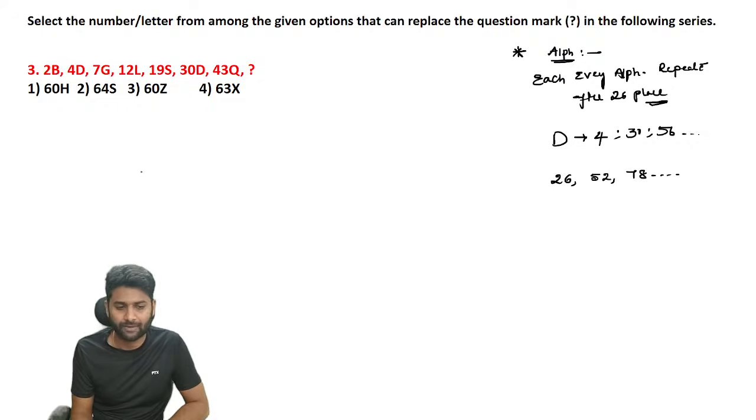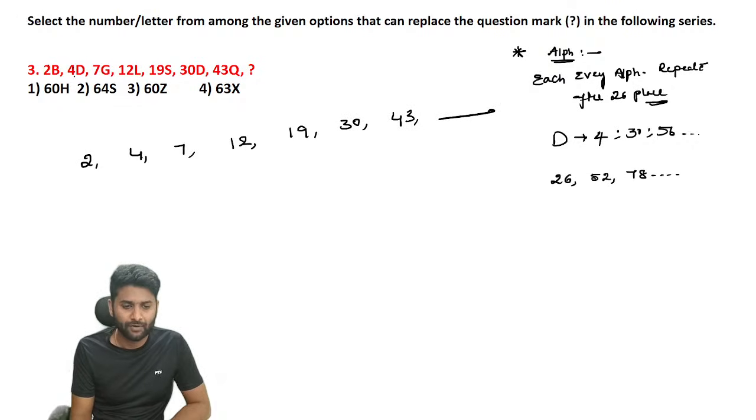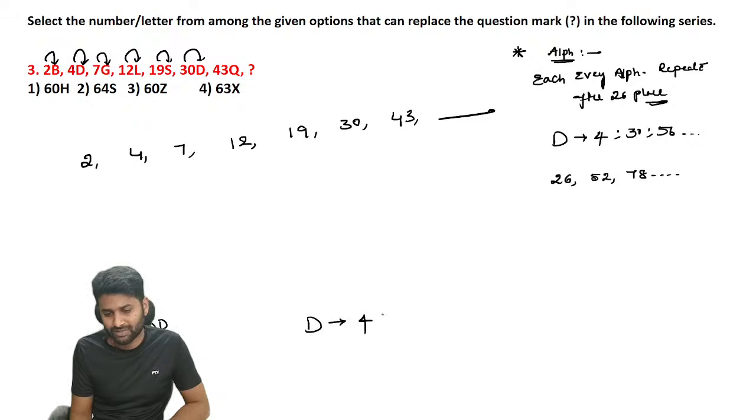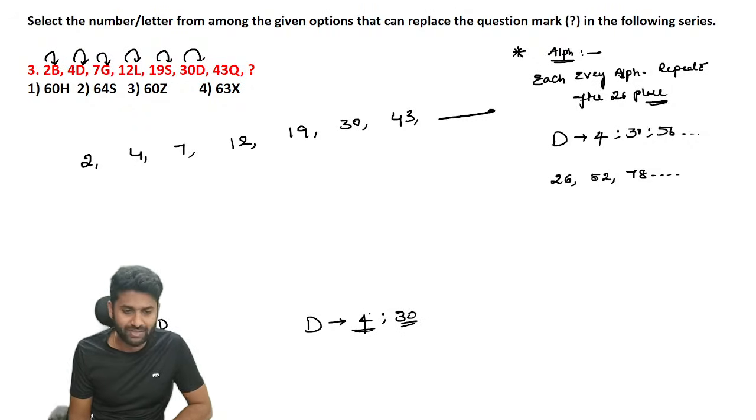This is cyclic counting. Now see, first identify the numbers 2, 4, 7, 12, 19, 30, 43. Second letter is B, fourth letter is D, seventh letter is G, 12th letter is L, 19th letter is S. Is the 30th letter D or not? As you know D is 4, again D is repeated after 26 places, so 30 is also a suitable position for D. In the same way 43 is a Q.